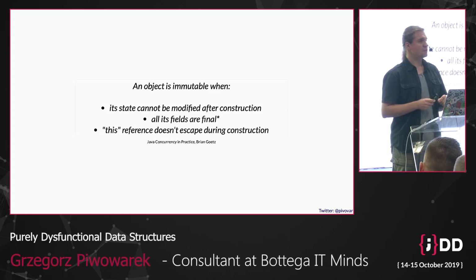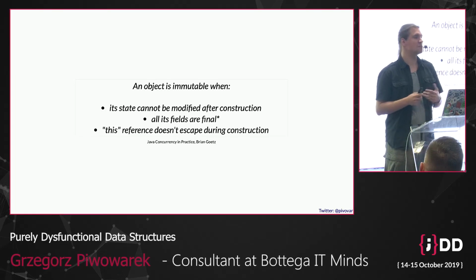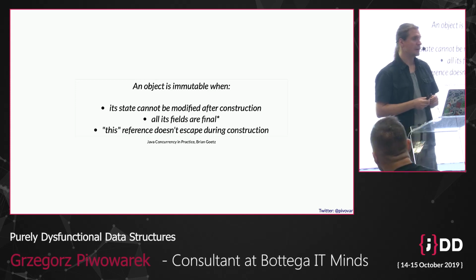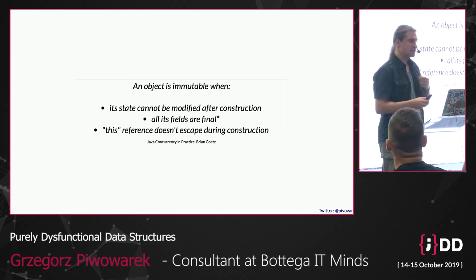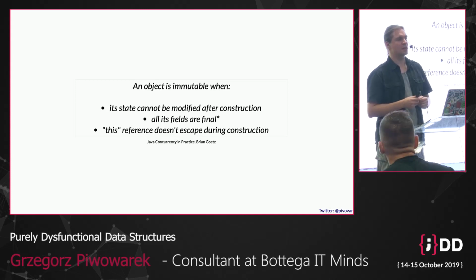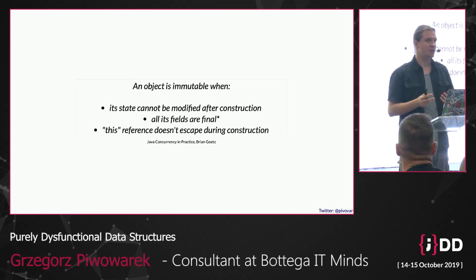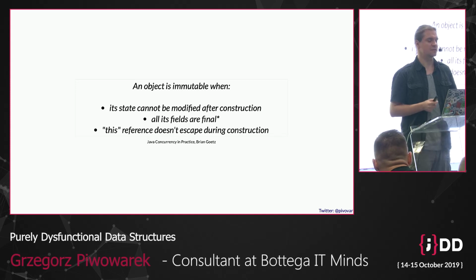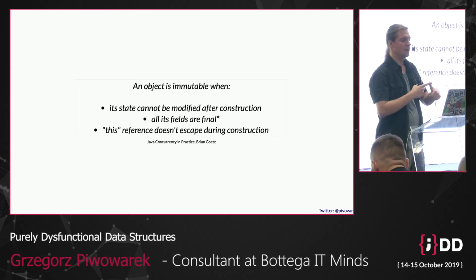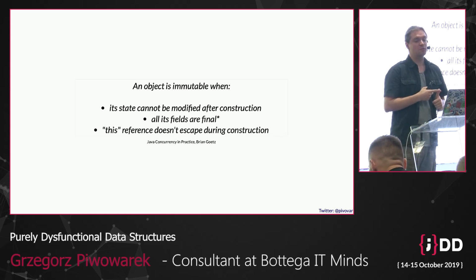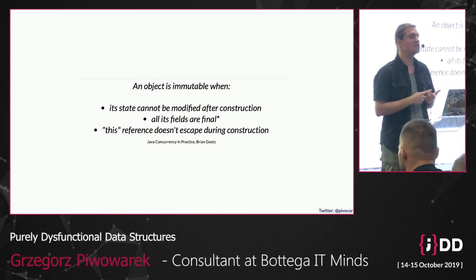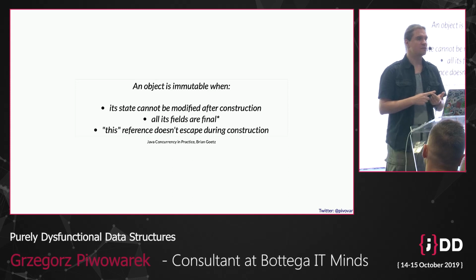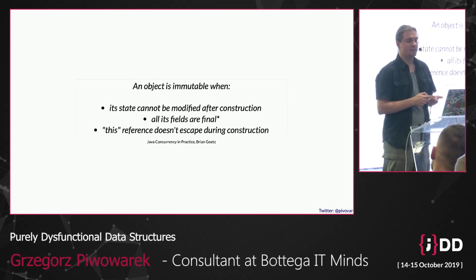But before we go further, a quick refresher on what it means for an object to be immutable, at least in the Java space. According to Brian Goetz from Java Concurrency in Practice, there are 3 things that make objects immutable, at least in the context of Java. Object state cannot be modified after construction. All its fields need to be final, and the this reference can't escape during the construction phase.